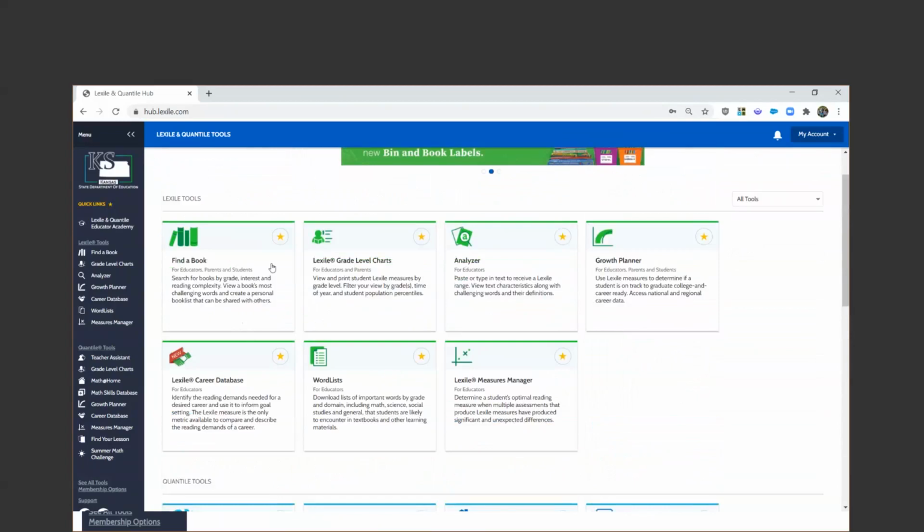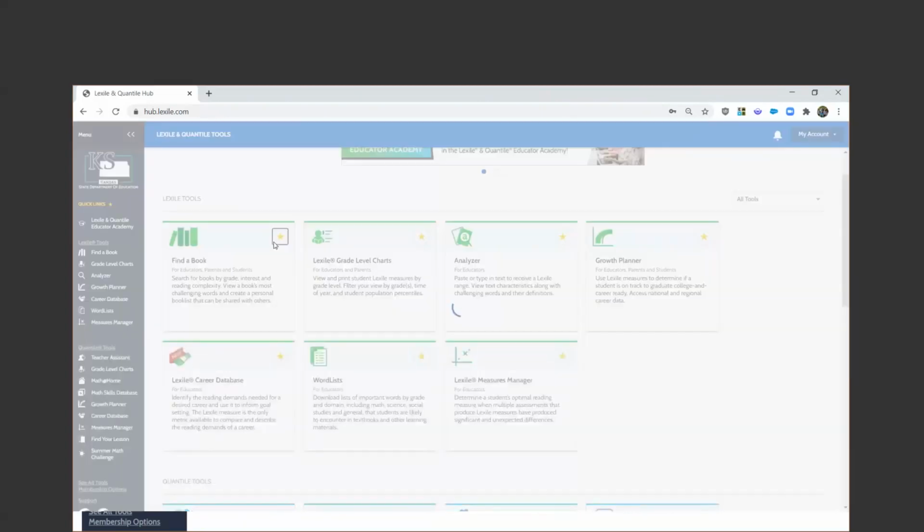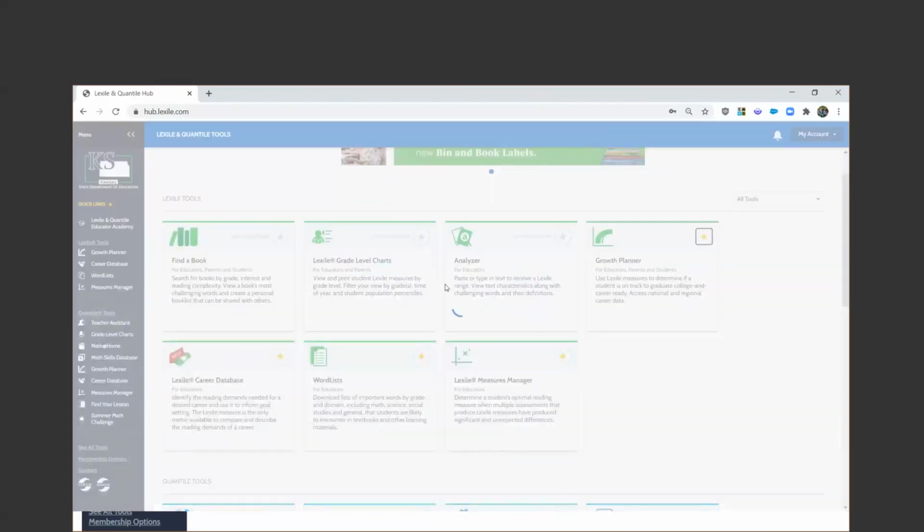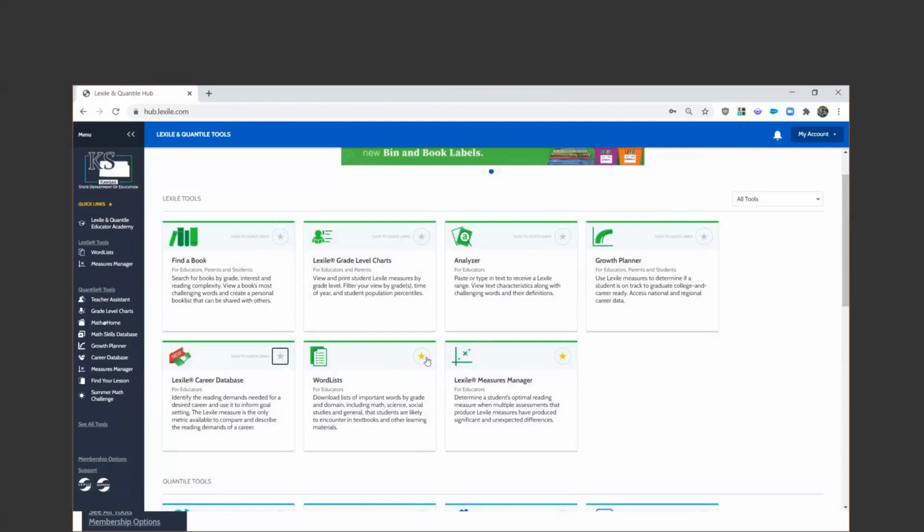You'll also notice that each tool card has a gold star in the upper right-hand corner. And you can actually toggle on and off that gold star. So as I do this, I want you to pay attention to that left-hand navigation bar, as I turn off all of the gold stars for the Lexile tools. And what you will notice is that those tools disappear from the left-hand navigation bar.